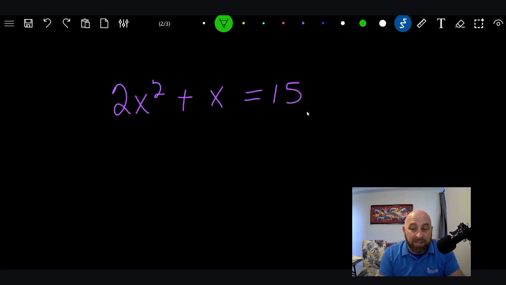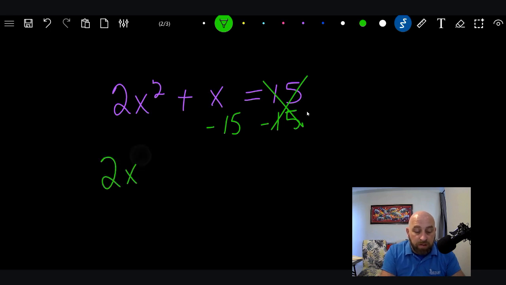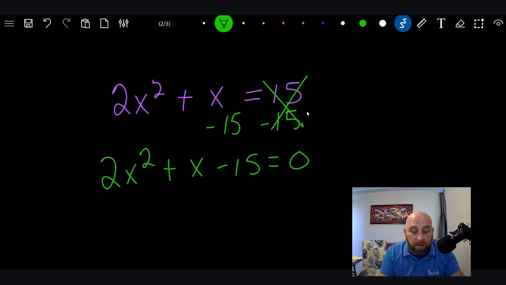Here's the easiest way to do this. If we subtract 15 from both sides, that will put in our constant term, and that will 0 out this side. So just move the number over. So check this out. That cancels, and we get 2x squared plus x minus 15 equals 0. Okay? And now we're in standard form. Now we're ready to solve this.